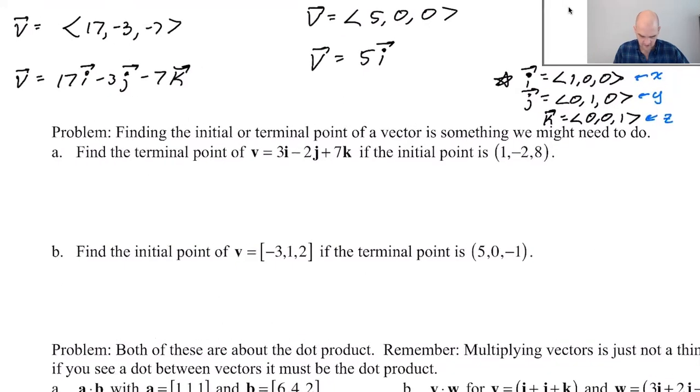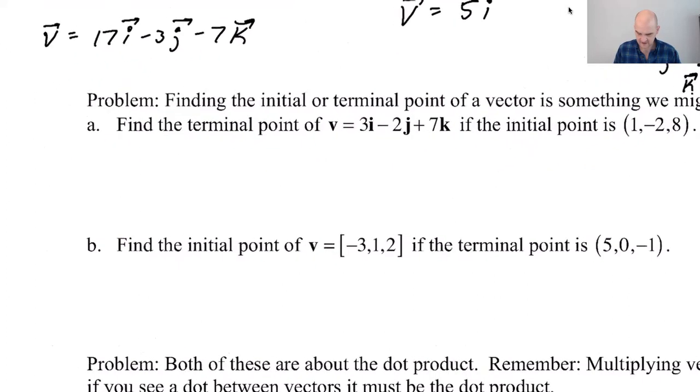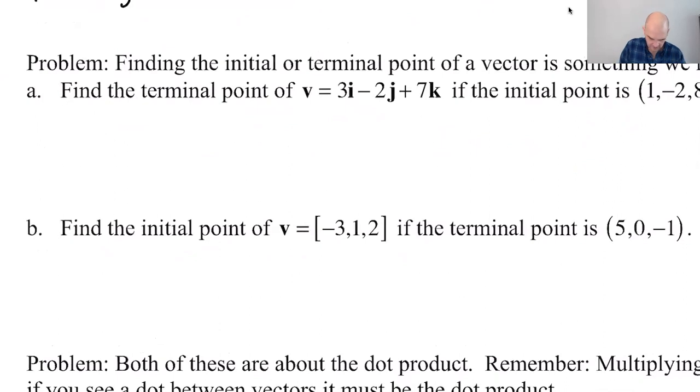Finding the terminal or initial point of a vector is something we might need to do. It's definitely something we probably need to do. So let's try to find the terminal point of this vector if the initial point is this. All right, so this kind of just comes down to what vectors are. So if we have an initial point here, let's say it's A, and then let's say we have a terminal point here, then this would be our vector v.